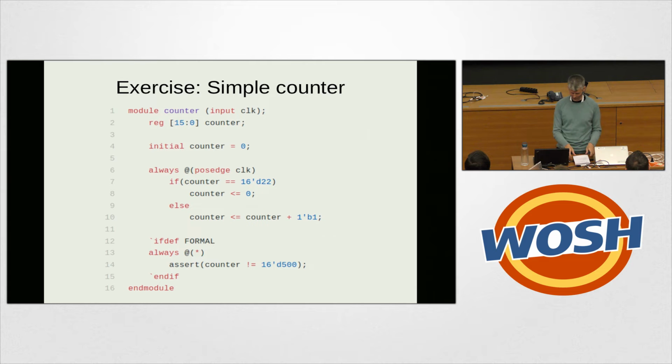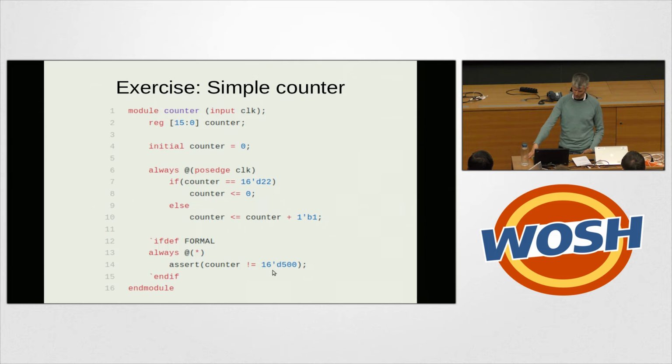So, back to another little exercise. This counter doesn't have any start signal, it just starts counting. It has been initialized. When it gets up to 22, it gets set back to 0, and we've got a single assertion here, that the counter will never equal 500.